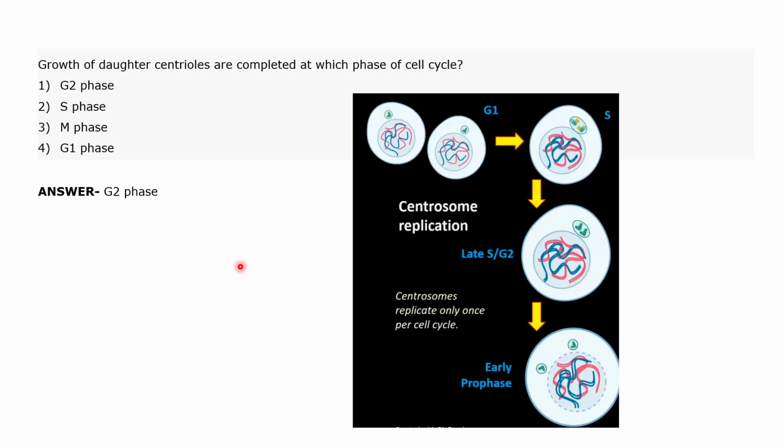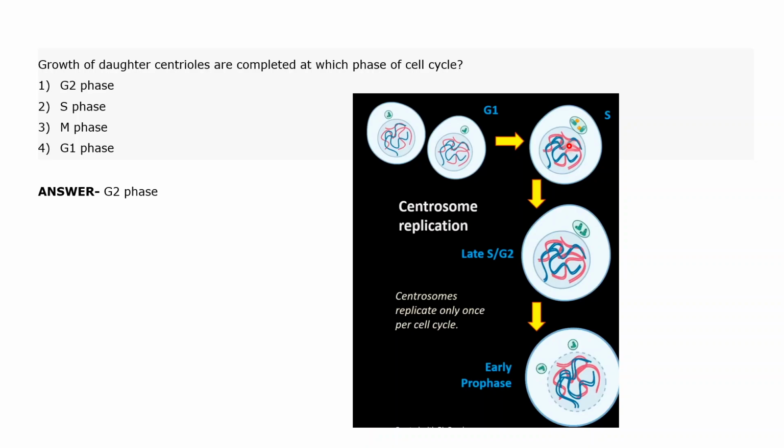So before the M phase starts, it needs to be present there, right? The growth of the daughter centriole should be completed before the M phase begins. In the G1 phase, you can see that the cell is getting divided. You can see that this is the centrosome. I hope you can see, this is one centrosome here, this is one centrosome here. When the DNA gets duplicated, one of the daughters will get one centrosome from the parent cell, while the other will get the other centrosome, right?